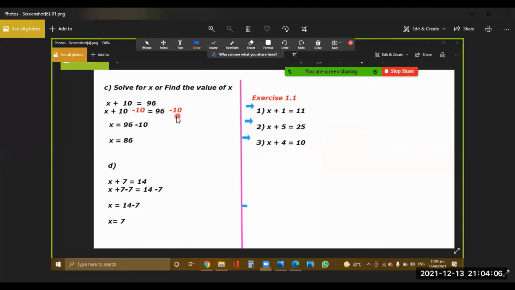So we minus 10 here, we minus 10 here. Obviously, we are doing that to eliminate this 10. So you remain with x alone on this side is equal to 96 minus 10. 96 minus 10 is 86. So therefore, your answer will be x is equal to 86.